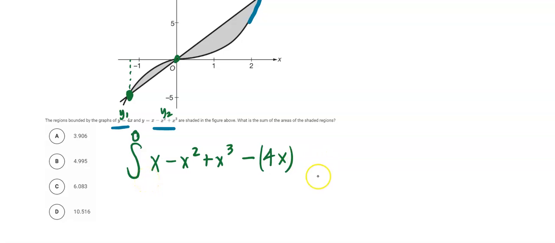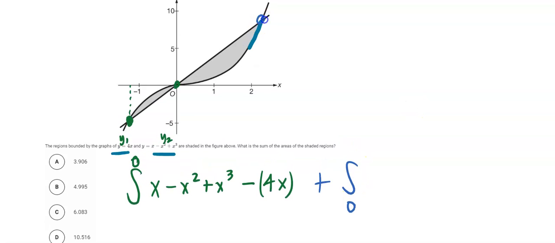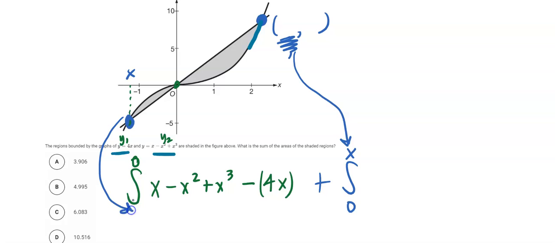And then, whatever that answer is, we're going to have to add that to the integral from 0 to this point of intersection. Another thing you can find on your calculator when you plug this into y1 and y2. You'll find this x value, and that x value is going to go here, just like whatever x value this is is going to go here.